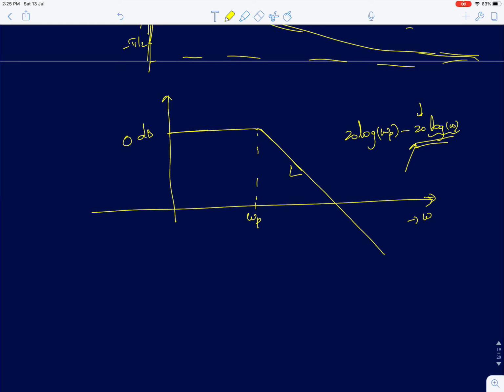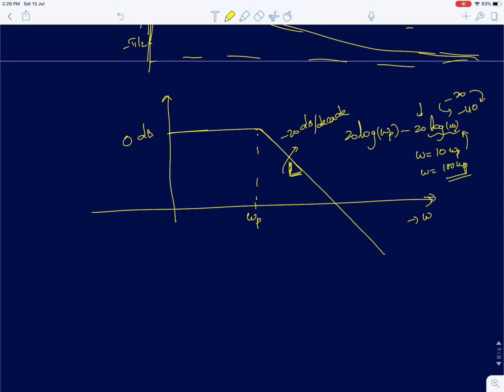Because I've used the word omega p, let me use it in terms of omega p. Now if omega equals 10 times omega p, and I'll find the value at 100 times omega p. When omega is 10 times omega p, the value of this function is minus 20, and when omega is 100 omega p, you will get minus 40. So when I change my frequency by 10 times, in one decade, the amplitude changes by minus 20 decibels, minus 20 to minus 40. So the slope of this line is minus 20 dB per decade.